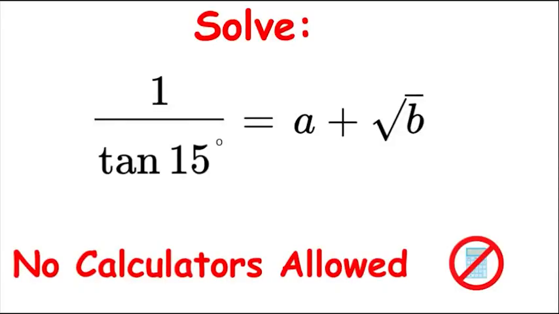Today we have a trigonometry problem where we're solving 1 over the tan of 15 degrees is equal to a plus square root b, and there's no calculators allowed. So maybe give it a go yourself and let me know how you get on.